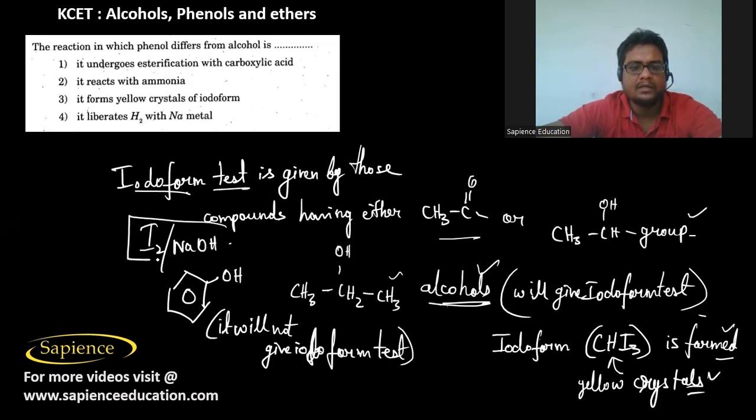If I2 and NaOH are reacted with an alcohol which contains the CHOH group, then it will form CHI3, which is yellow colored crystals. And phenol will not react with I2 and NaOH to form this iodoform. Phenol and alcohol both will react with ammonia, both will undergo esterification with carboxylic acid, and both liberate H2 with sodium metal.